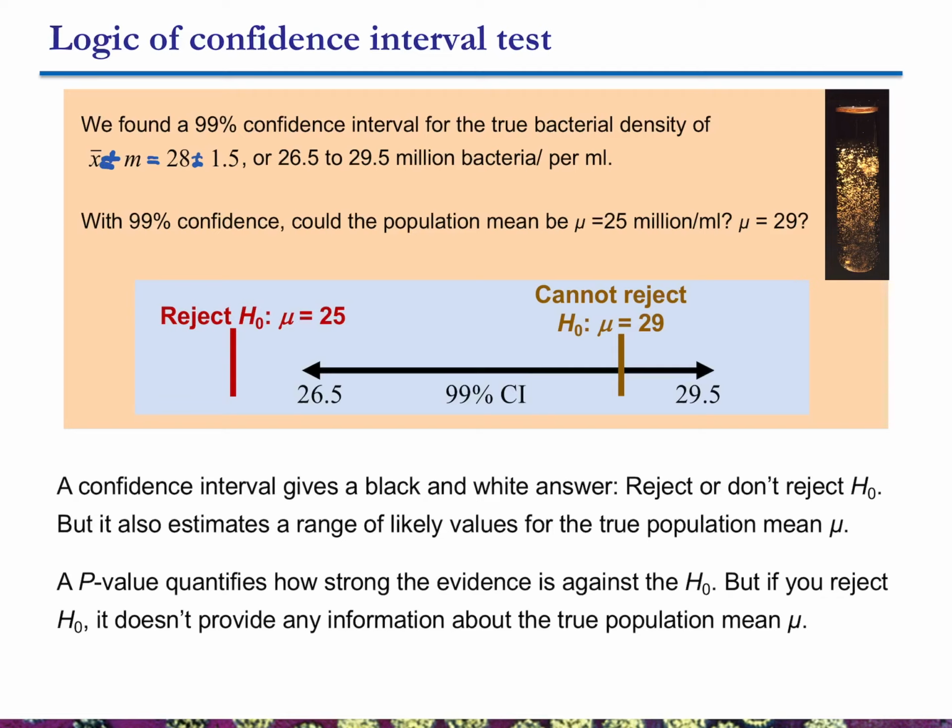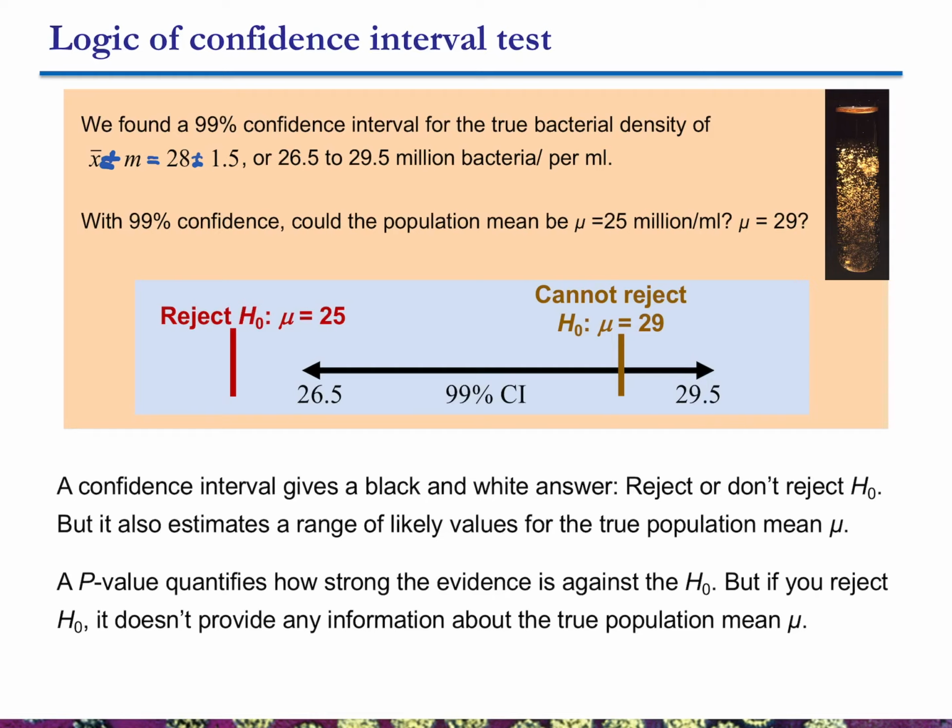All right. Could our population mean, however, be 25 million? Well, 25 million falls way over here. It's outside the boundaries of our confidence interval. So that would mean that there's so much difference between that mean and our true population mean that the difference is not at all likely to be due just to random variation. It must be a real biological effect. In that case, you would reject the null hypothesis and accept the alternative.